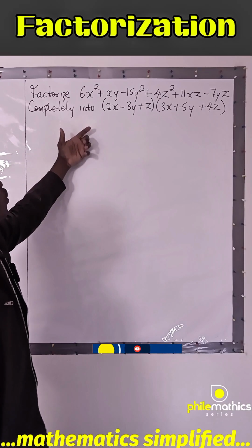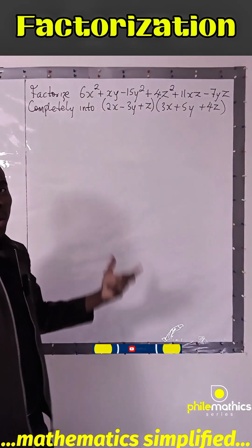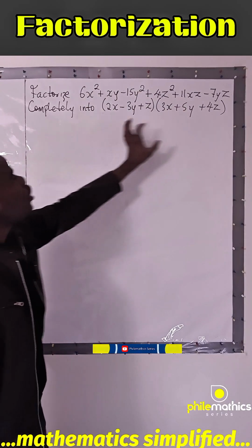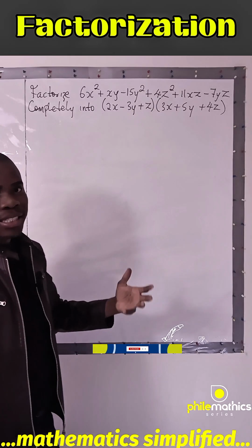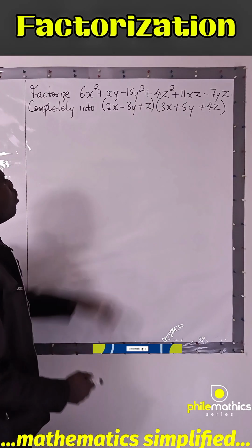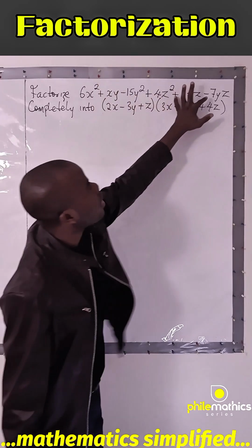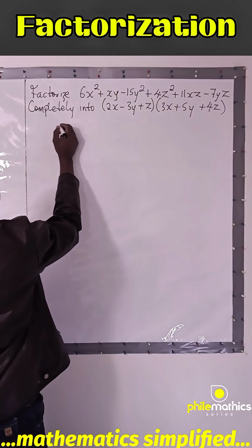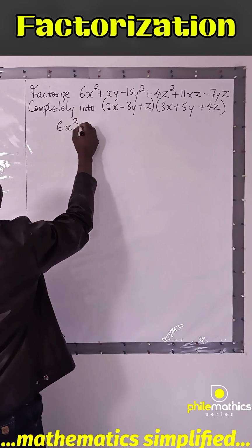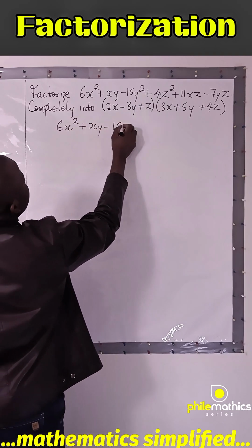Now, let us factorize this quadratic equation completely into this. This is quite interesting, but let's go. We can split it into two. We can factorize the first three terms and then factorize this. So for the first three, 6x squared plus xy minus 15y squared.